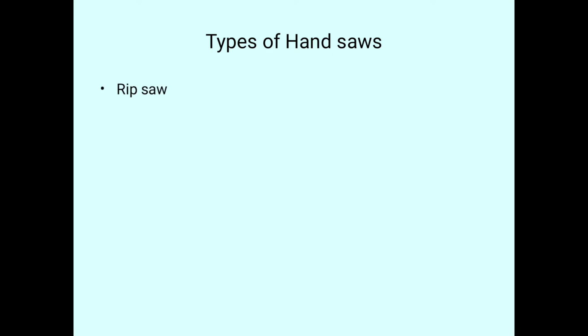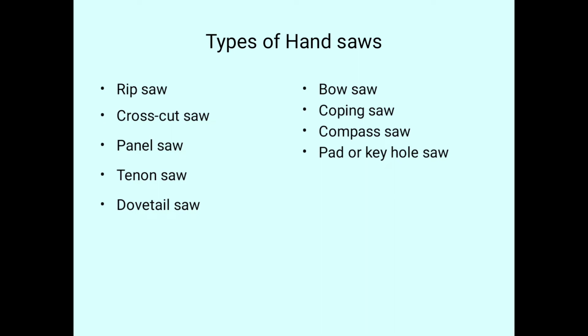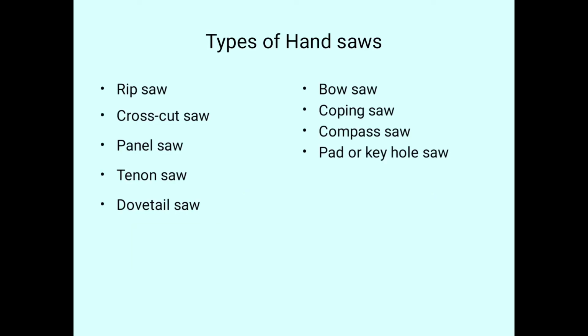Now let us see the different types of hand saws. The first one is the rip saw, second the cross cut saw, third the panel saw, fourth the tenon saw, fifth the dovetail saw, sixth the bow saw, seventh the coping saw, eighth the compass saw, and the next one is the pad or keyhole saw. All these are the different types of saws we have.